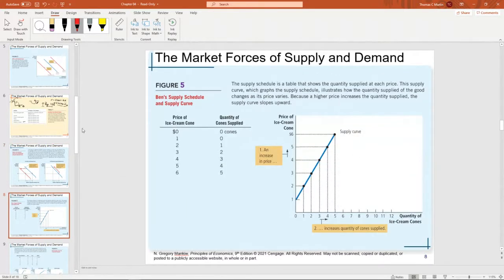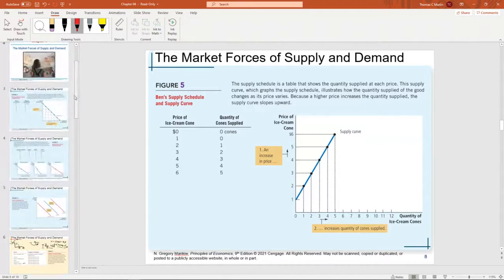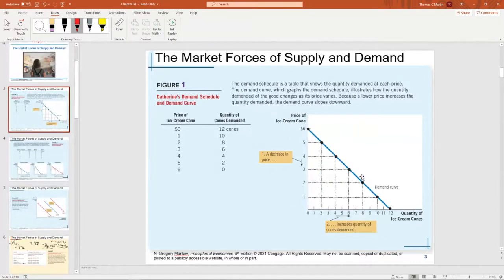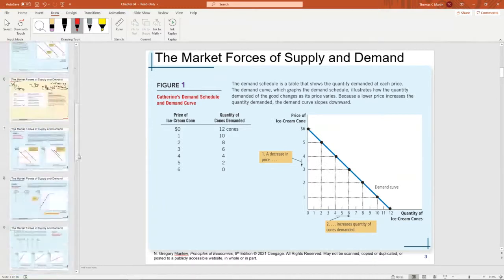Just like we saw here, there's your demand curve. There's a decrease in price. We as consumers want more, more, more. They can even lie to us.